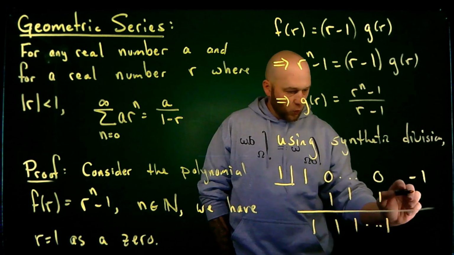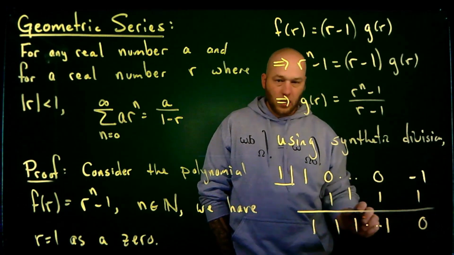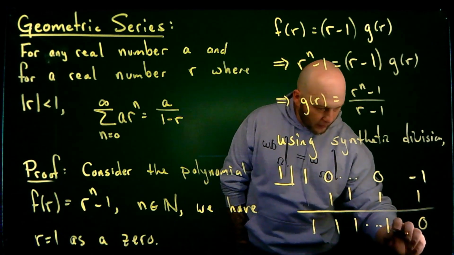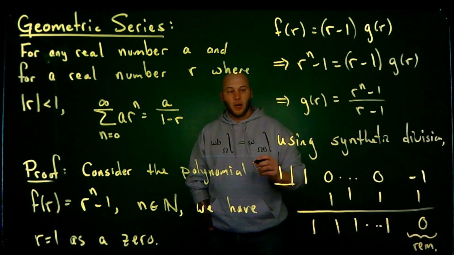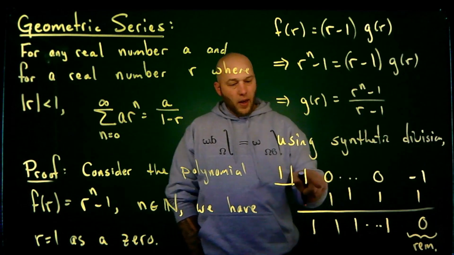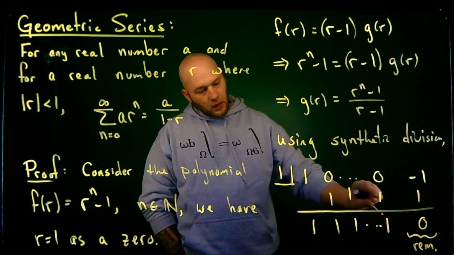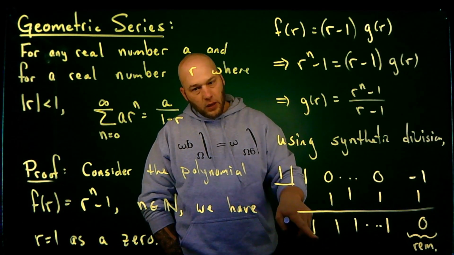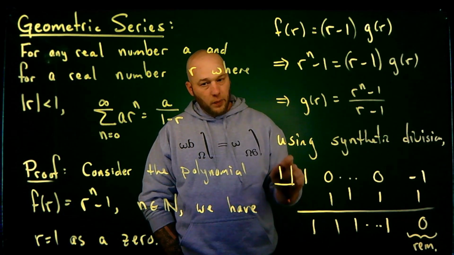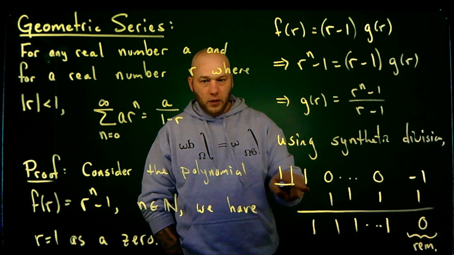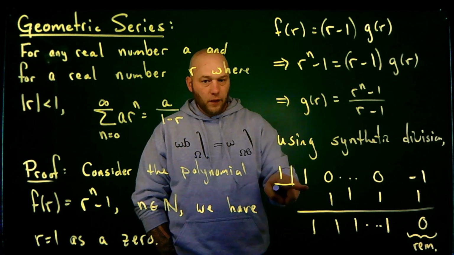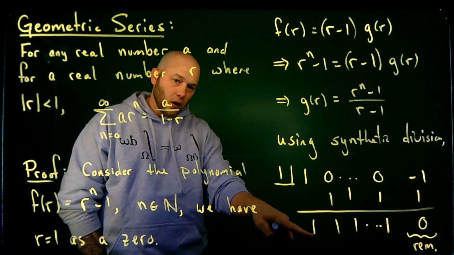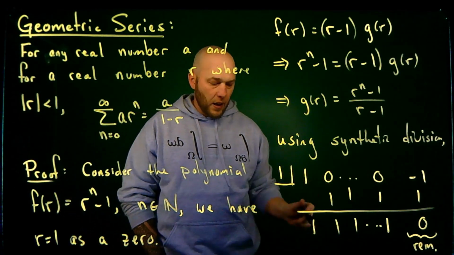1 times 1 is 1. Add those together and I get 0. So that means that, remember, my last term is my remainder term. Okay? And I know that in the formatting here, the number down here is the coefficient of the polynomial term of 1 degree less. This is the coefficient of r to the n, therefore this is the coefficient of r to the n minus 1, and all the way down.